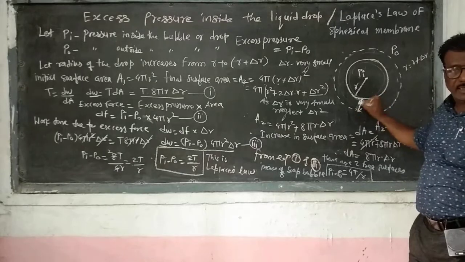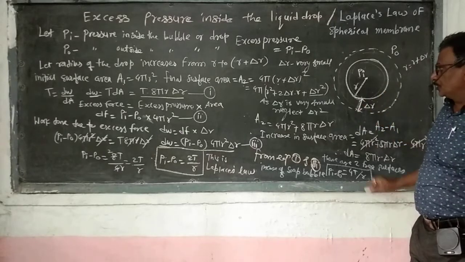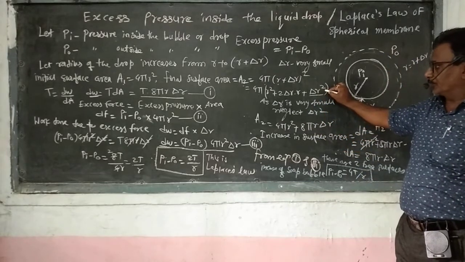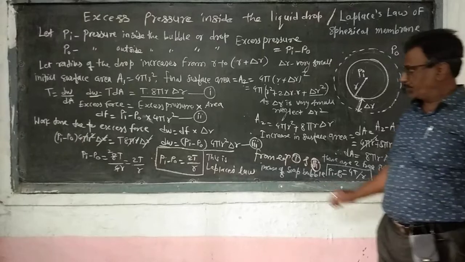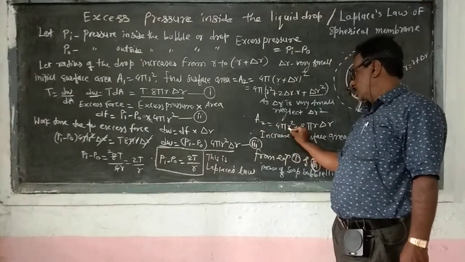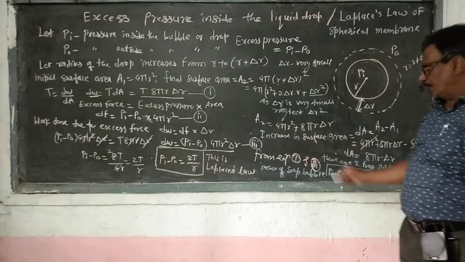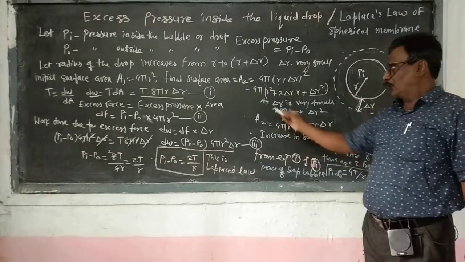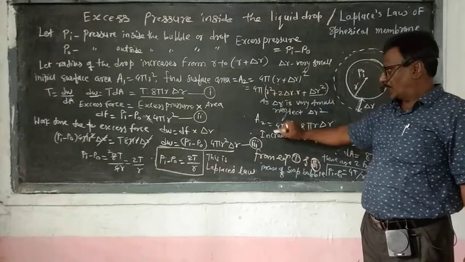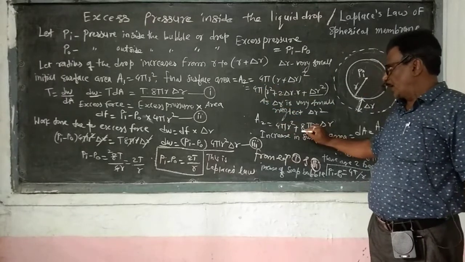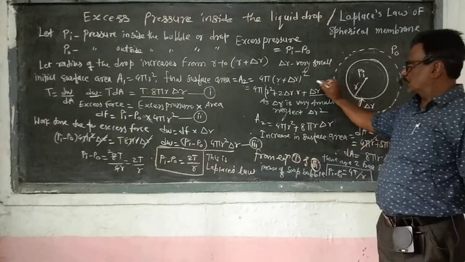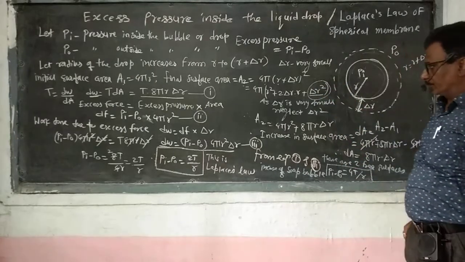But we know that delta r is very small, so neglect the term of delta r square from this equation. So we get final surface area A2 equal to 4 pi r square plus 8 pi r delta r. We multiply 4 pi into this bracket, so we get 4 pi r square, and 4 into 2 is 8, that is 8 pi r into delta r, and the delta r square term we neglect.